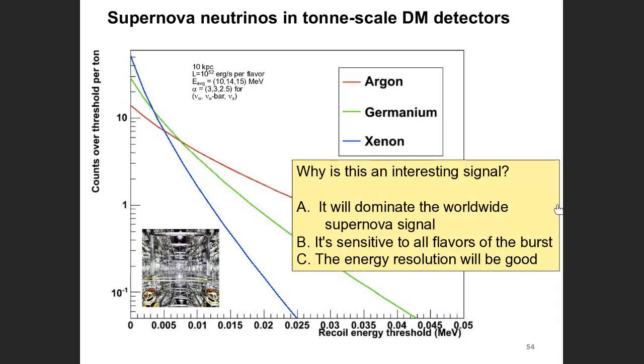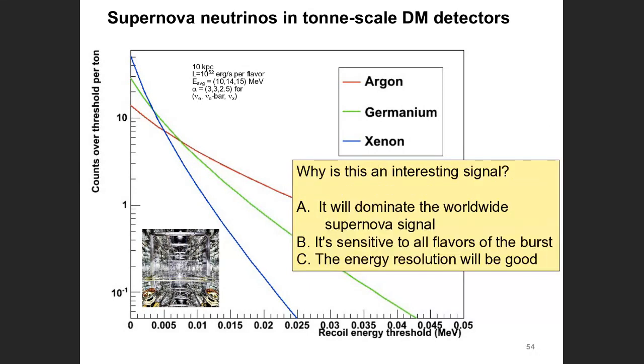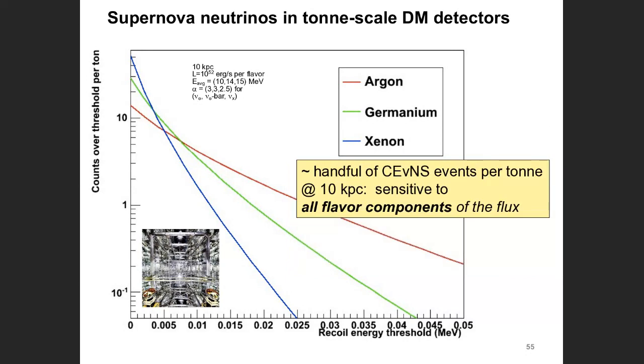Okay, I'm going to show the response. Okay, I think the winner is the right answer. So the right answer is that it won't dominate the worldwide signal. There's basically about a handful of Sevens events per ton. You can see here, per ton, it's only going to be maybe a dozen if you have a really low threshold for a 10 kiloparsec supernova, which is the center of the galaxy. If you compare to Super-K, it's going to have thousands of events, so it's not going to be dominant. If you had kiloton detectors, it might be dominant, but it's not dominant.